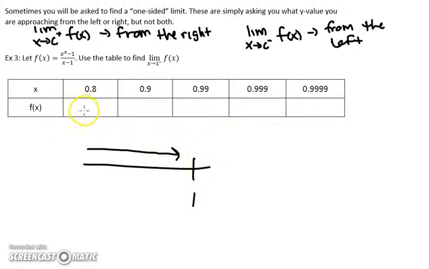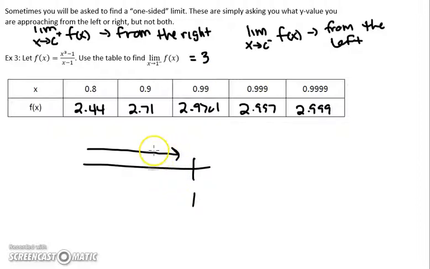Again, if you put these things into your calculator, you're going to get 2.44, you're going to get 2.71, you're going to get 2.9701, you're going to get 2.997, and then you're going to get 2.999. So as I keep getting closer and closer to 1, the y values are getting closer and closer to a value of 3.